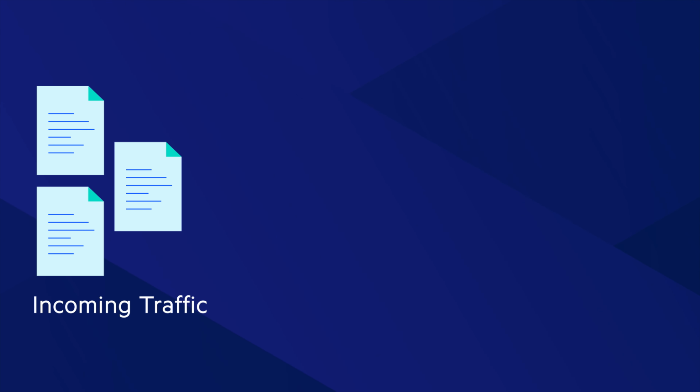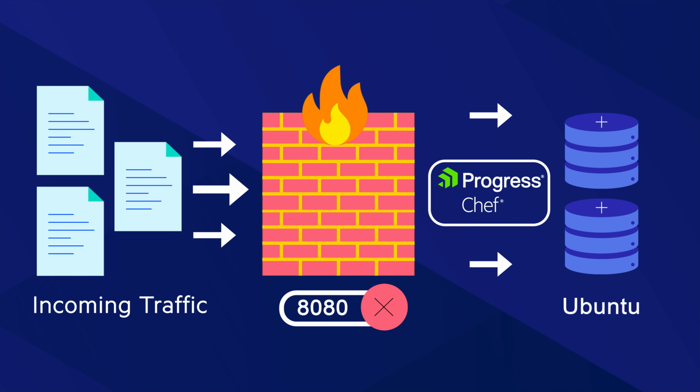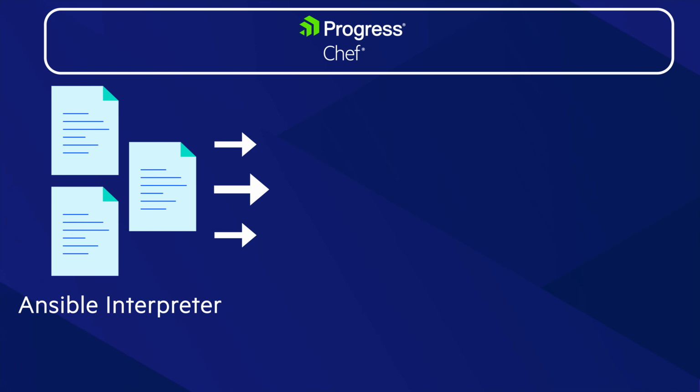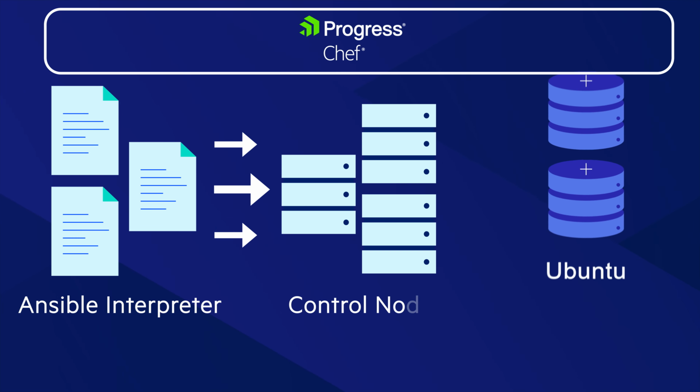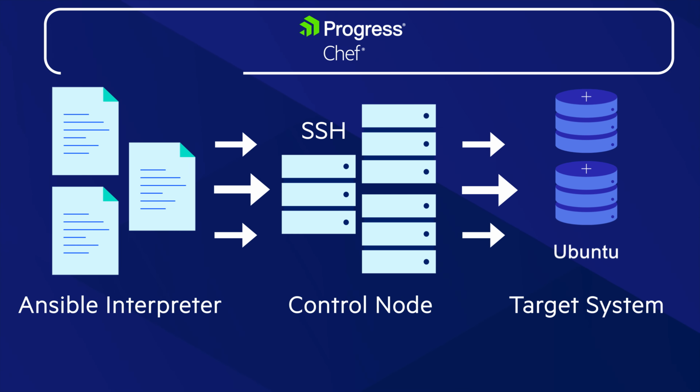In this demonstration, Chef automates the enforcement of a firewall rule on an Ubuntu VM using an Ansible playbook. The goal is to block incoming traffic on port 8080. The playbook is executed by the Ansible Interpreter on the enrolled Ansible control node, which securely connects to the target system over SSH and applies the firewall configuration remotely.